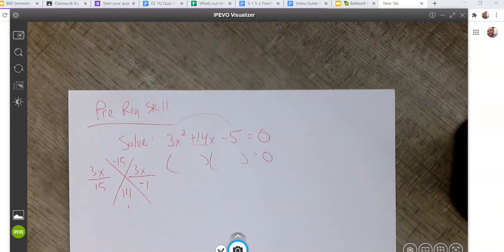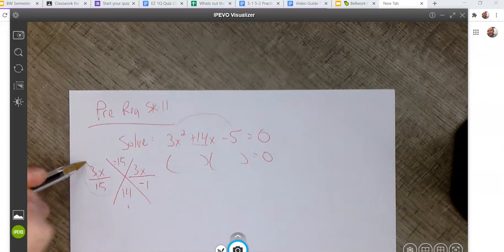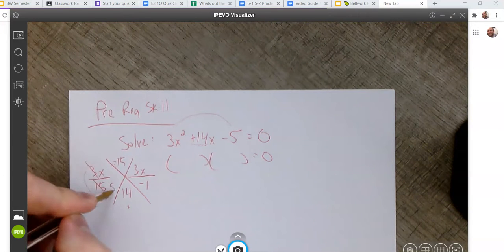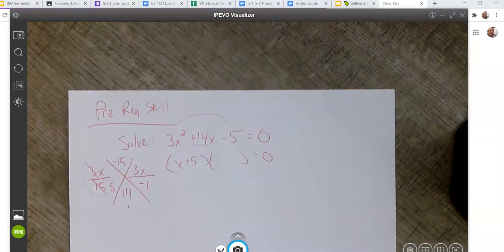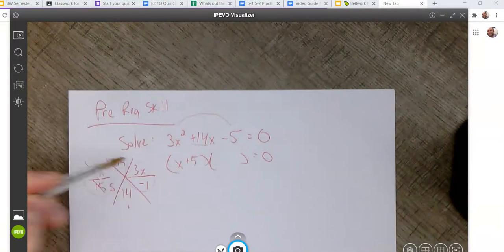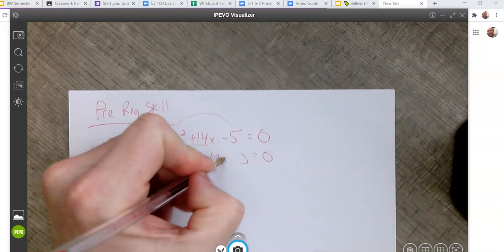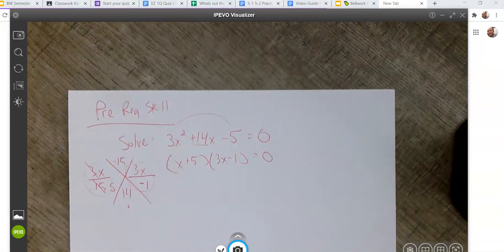Good. From here, to finish this up, we are going to simplify this fraction. I will just divide by 3, and get x and a positive 5. X and a positive 5. This one, I can't simplify this anymore, so that's what it is. It's 3x minus 1. That's the factoring part.